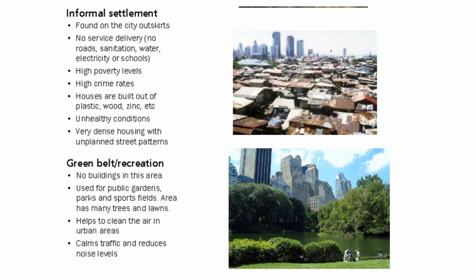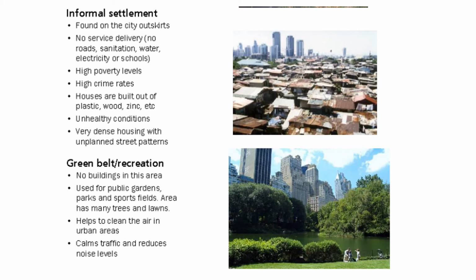Then we also have informal settlements, and these in fact can be found anywhere. I've seen informal settlements on the side of the road, right in cities. Normally, the larger ones are found on the city outskirts. There is no service delivery here. There are no facilities at all. Very high poverty, very high crime rates. It's unhealthy conditions that people are living in, dense housing. Really, really not great.